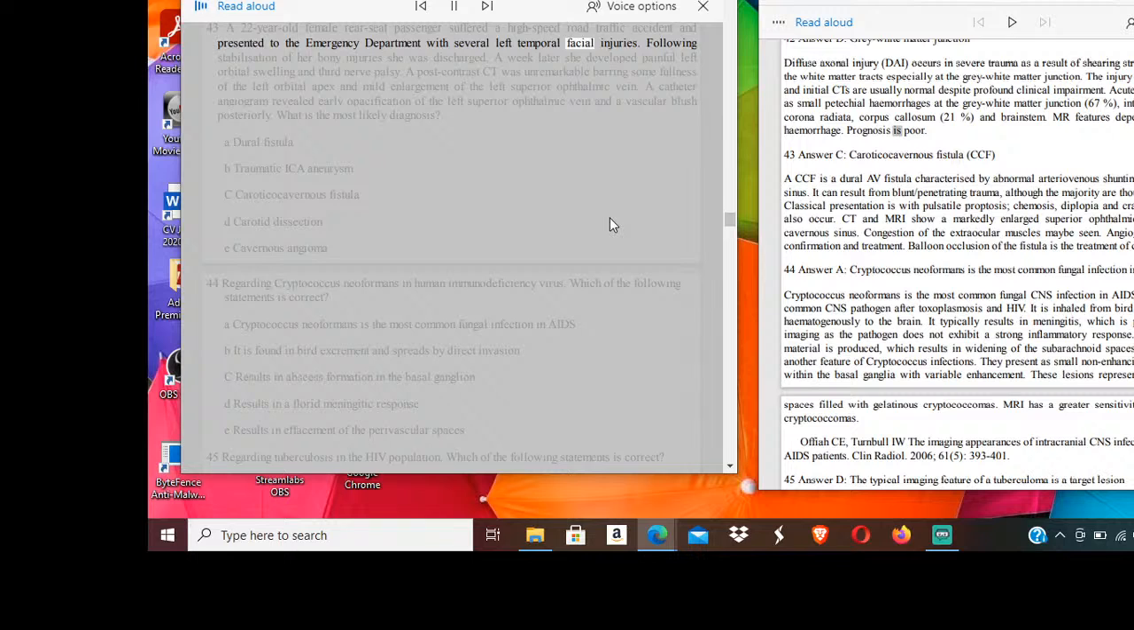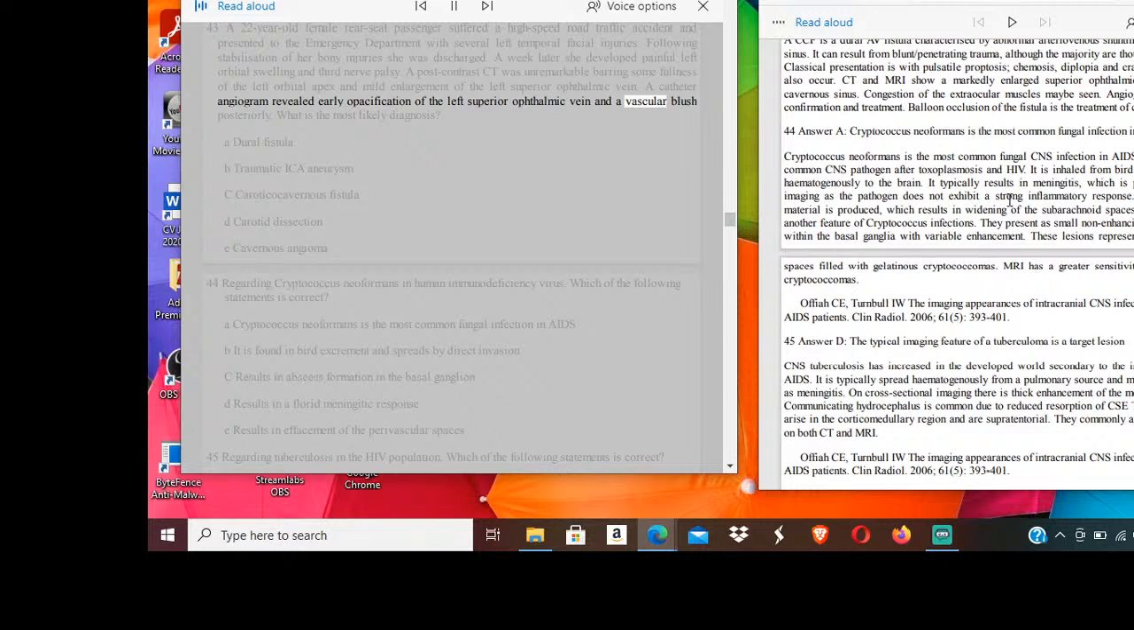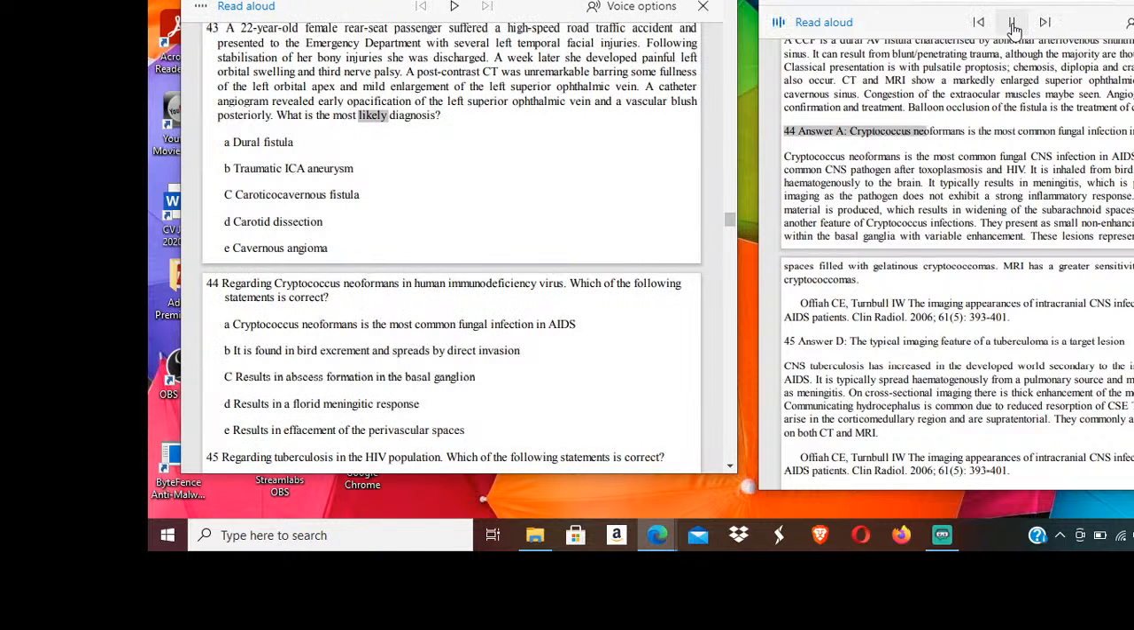43. A 22-year-old female rear seat passenger suffered a high-speed road traffic accident and presented to the emergency department with several left temporal facial injuries. Following stabilization of her bony injuries, she was discharged. A week later she developed painful left orbital swelling and third nerve palsy. A post-contrast CT was unremarkable barring some fullness of the left orbital apex and mild enlargement of the left superior ophthalmic vein. A catheter angiogram revealed early opacification of the left superior ophthalmic vein and a vascular blush posteriorly. What is the most likely diagnosis?